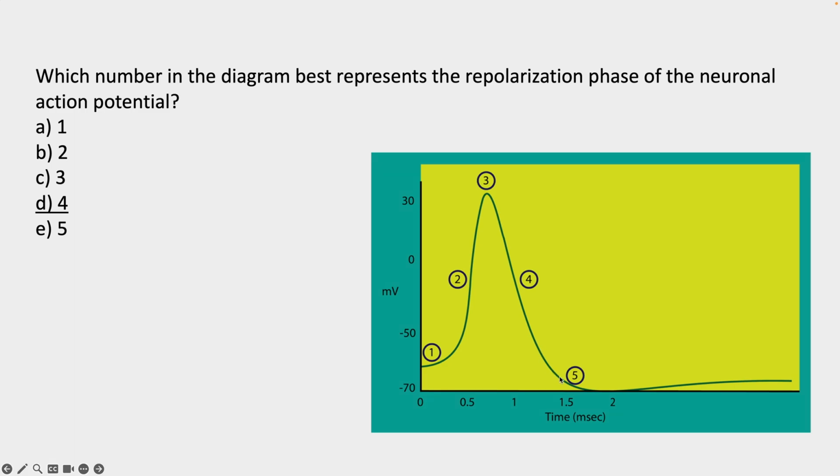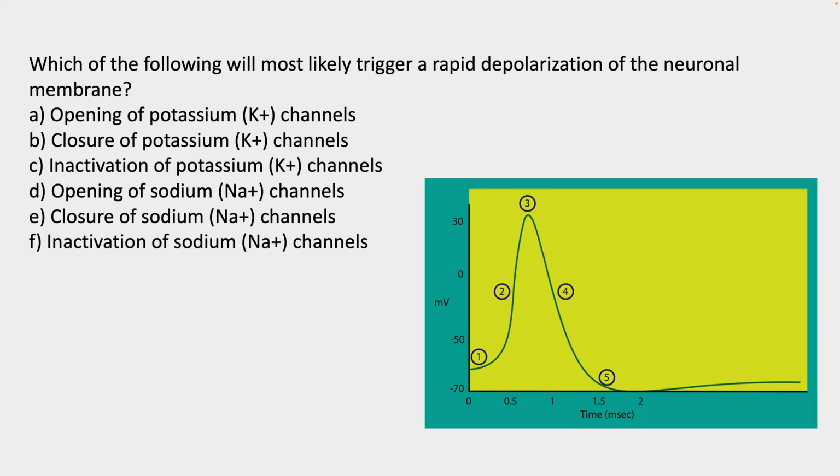Now we are going to see a question that contains similar concepts. So you can see that the same concepts can be asked over and over, just making some variations in the questions. Which of the following events or phenomena will most likely trigger a rapid depolarization of the neuronal membrane? Okay, we already saw that it is this phase here, the number 2, rapid depolarization. And as we saw in the question number 1, this phase, the number 2, the depolarization, is triggered by the opening of sodium channels. Okay, and that is the correct answer there.